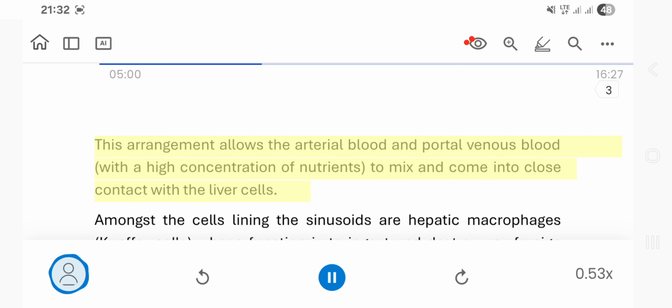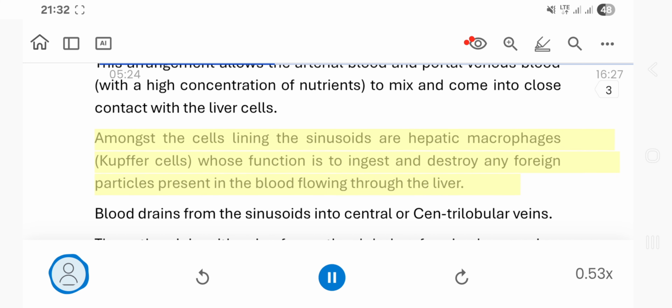This arrangement allows the arterial blood and portal venous blood to mix and come into close contact with the liver cells. Amongst the cells lining the sinusoids are hepatic macrophages whose function is to ingest and destroy any foreign particles present in the blood flowing through the liver.